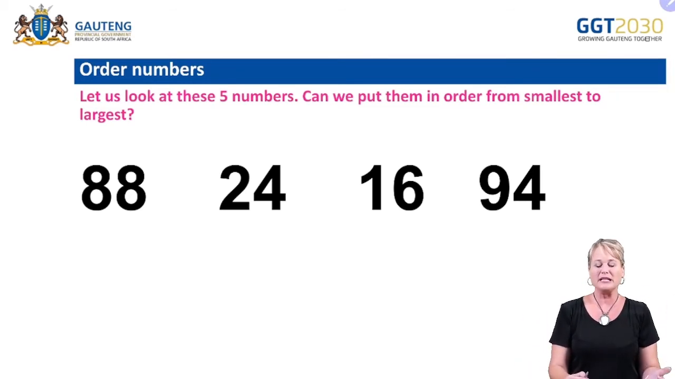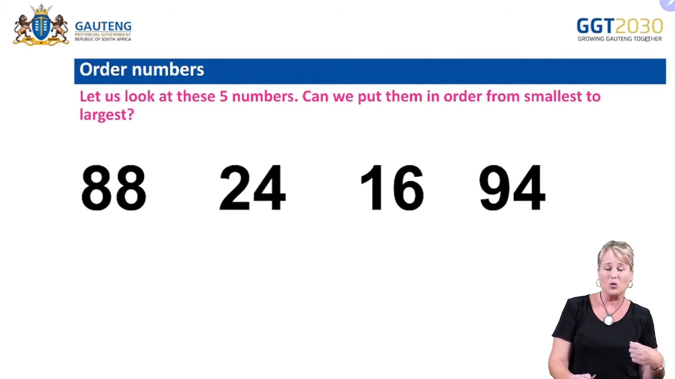So if we look at these numbers, they are all double digits. So we have to look at what is the value of the number. If we look at 16, it's only got 1 ten and 6 ones. So that one is smaller than 24. So we know that we must start with 16, then 24, and we know that 80 is smaller than 90, so 88 would come in next, and then 94.